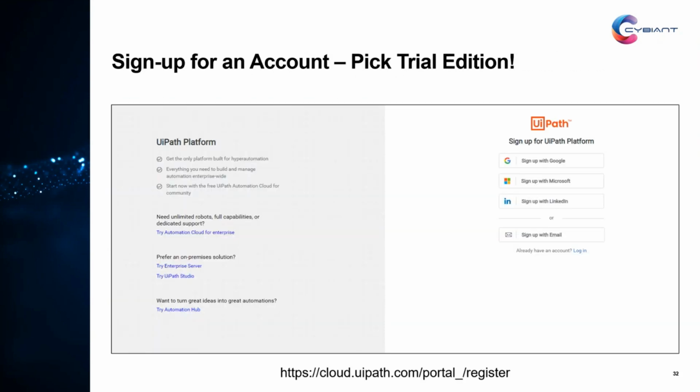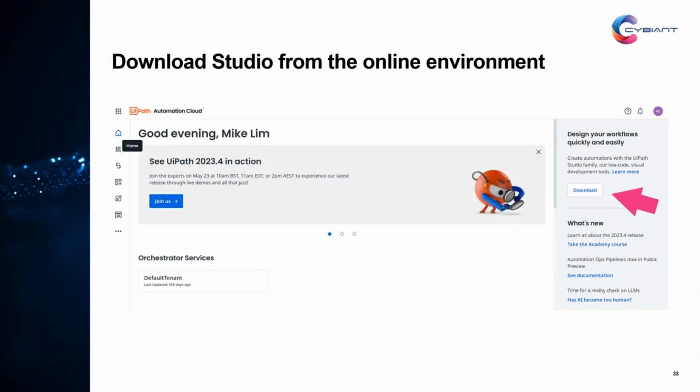Then, please go into this website, club.uipath.com/portals/register. This is basically the place. You just go into this URL, then you will first need to do the sign up. Once you're done with the sign up, you will go into this page. At the right side of the page, you can see the download button. That's the place where you download the UiPath Studio.